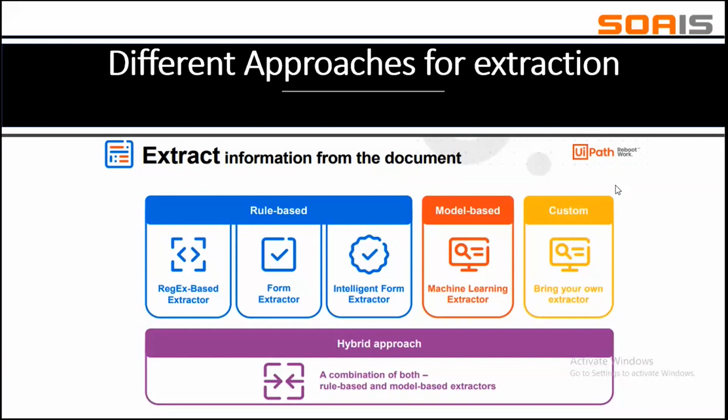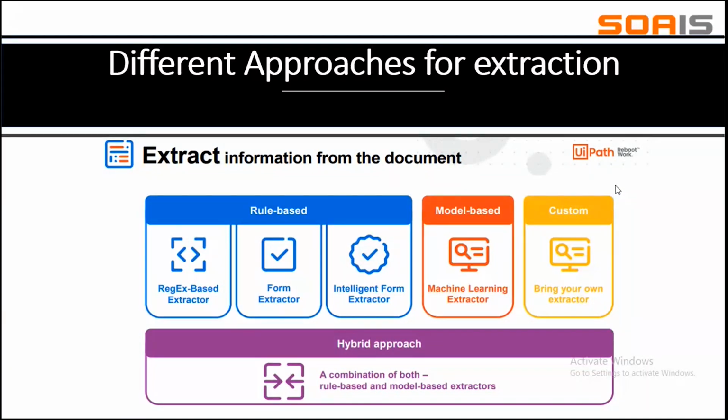When it comes to the extraction of handwritten documents, or let's say you want to know whether somebody has signed a document or not, in that scenario you can rely on the intelligent form extractor, where it will give you a yes or no boolean result, whether the form has a signature present in it or not. So this is how rule-based extraction works.